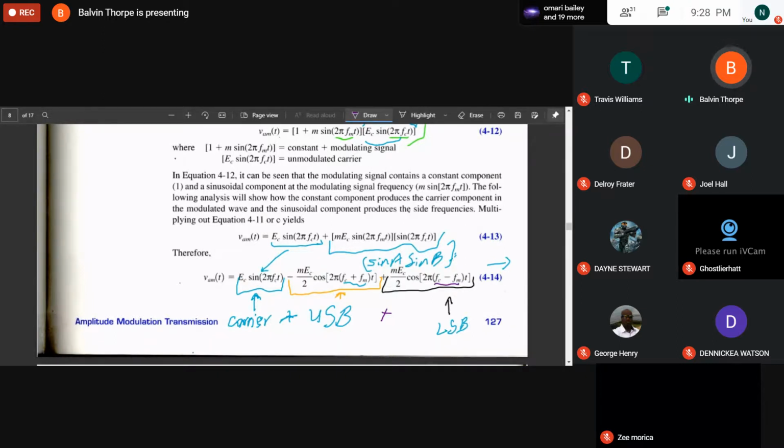So if you're choosing to transmit the full double sideband full carrier as compared to single sideband suppressed carrier, you're going to have a trade-off in power, and you're still not losing the information that you're trying to transmit.